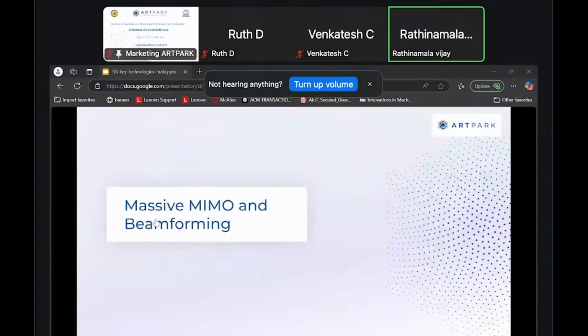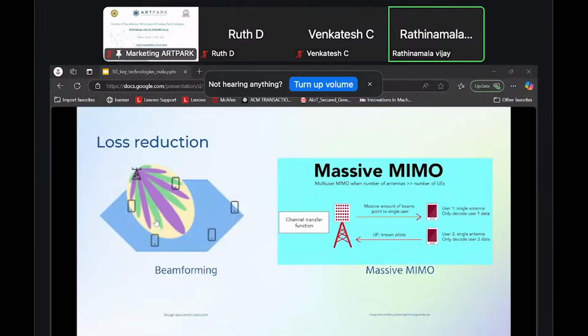But even these losses have to be taken care of. So then we need two more technologies, like massive MIMO and beamforming, right? In order to compensate for this large attenuation, we use this combination of massive MIMO and beamforming. So what is massive MIMO?